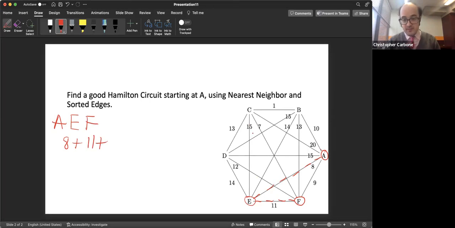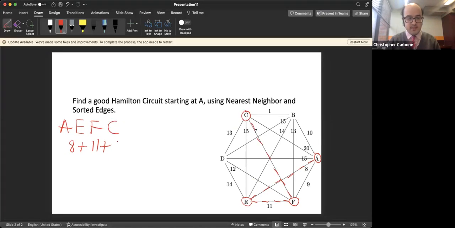And then from F, the smallest weight that we could go to goes up from there to this vertex of C. Drawing it in on here so we can see it. C, and we're adding 7 to this one. And from that point, the smallest goes over here to the right to B with that weight of just 1.